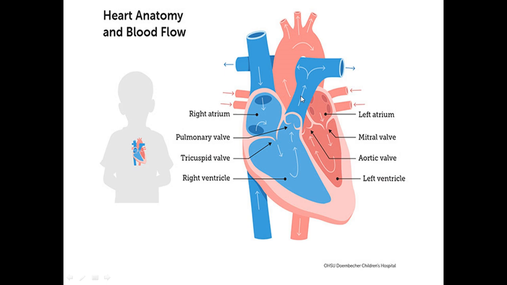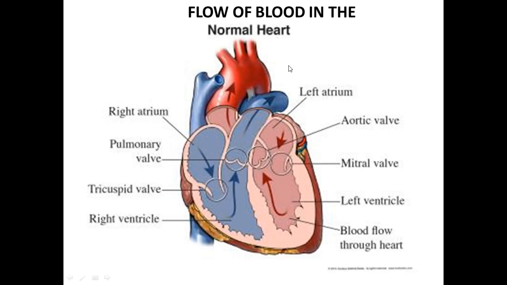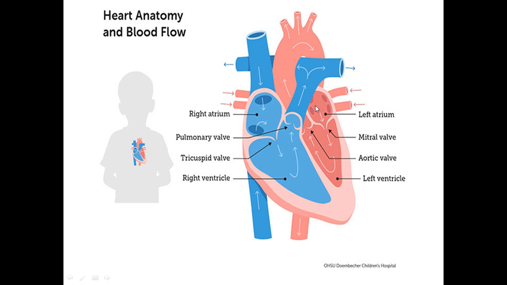So that's the anatomy of the heart. It basically has a right atrium, a tricuspid valve, a superior and inferior vena cava, a right ventricle, a pulmonary valve, and pulmonary arteries. It also has a left atrium, a mitral valve or bicuspid valve, an aortic valve, a left ventricle, and an aorta. So that's basically the structural anatomy of the heart. Let's discuss the flow of the blood through the heart.